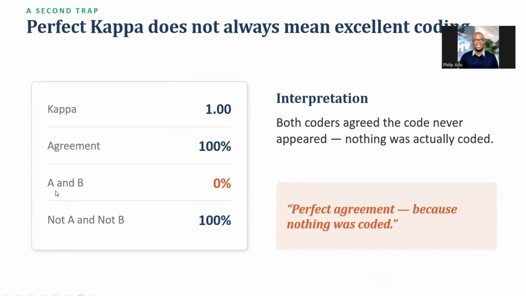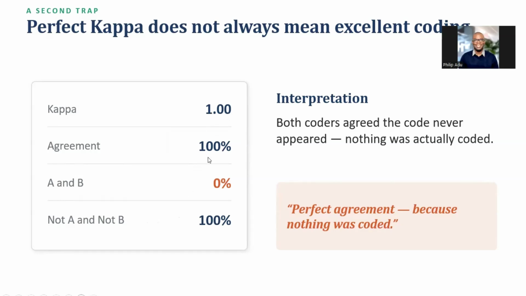But when you look at A and B, what they share in terms of area that they coded is zero. This means that they don't have a shared area in the document that was coded, right? And then here, not A, not B, is also 100%. This means that both coders, A and B, did not apply the code in a specific area, right? So this result might be misleading.